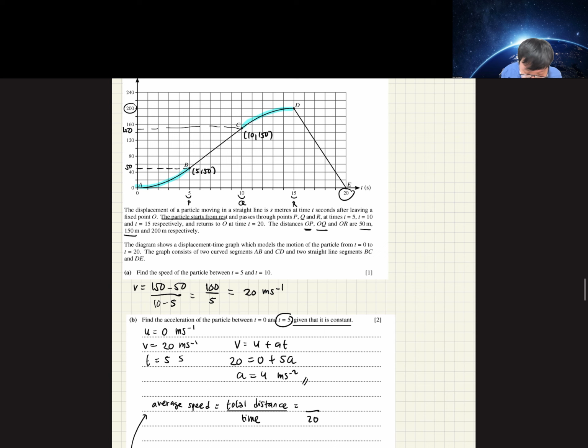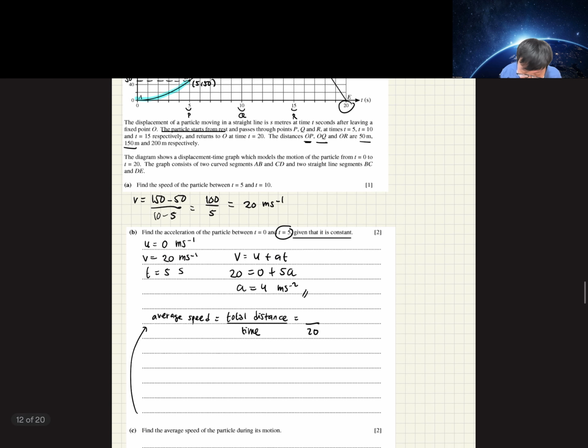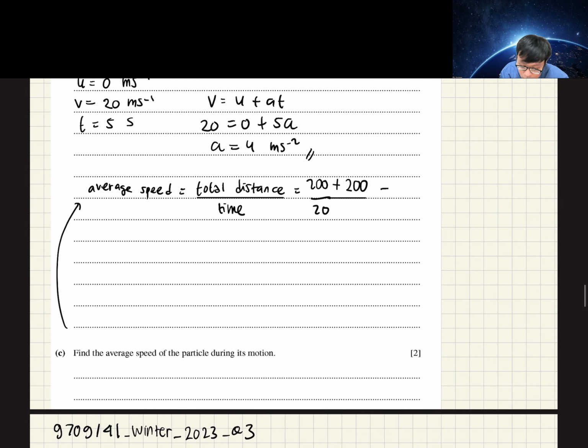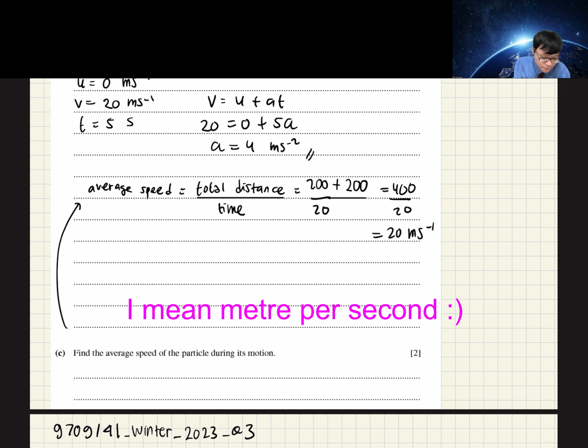Initially, the object moves from 0 to 200, and from 200 it goes back to 0 again. So that's another 200 meters. But we don't subtract, because it's distance. It's always positive. So from 0 to 200, and then from 200 back to the origin. The total is 400. So that will be 400 divided by 20. So the average speed will be 20 meters per second squared. So that's how we find the average speed.